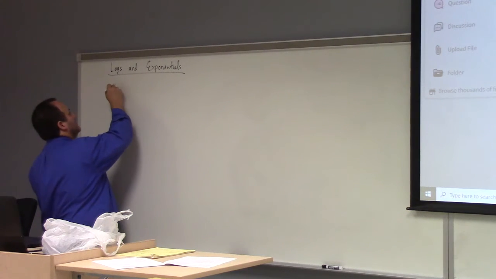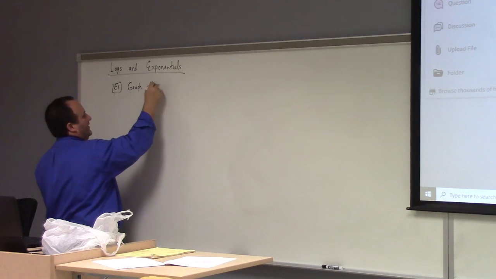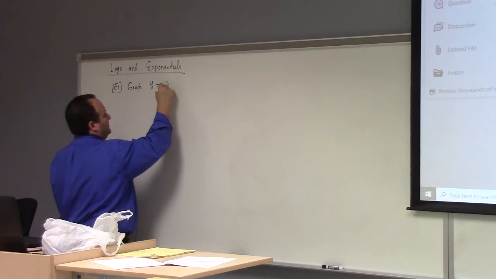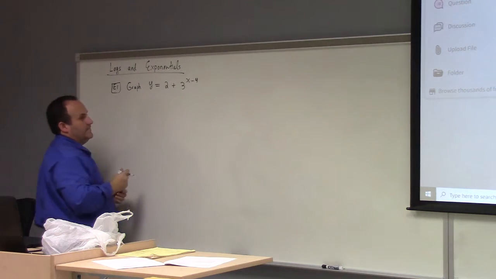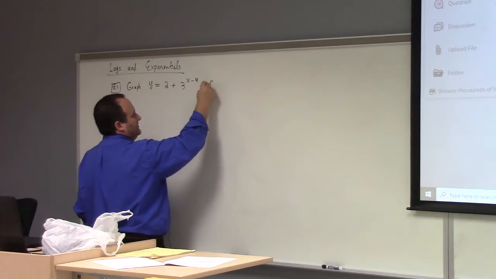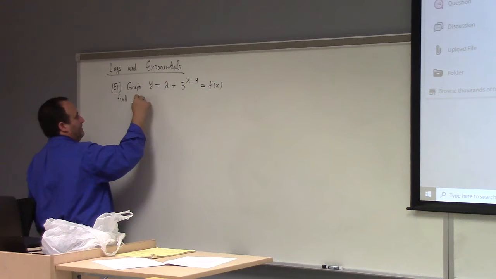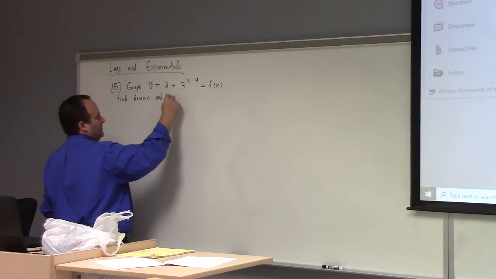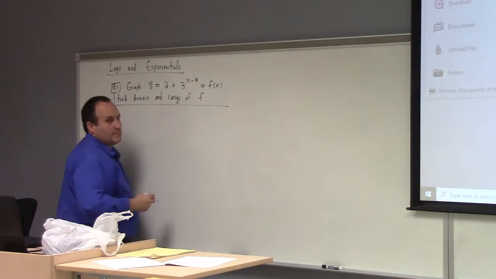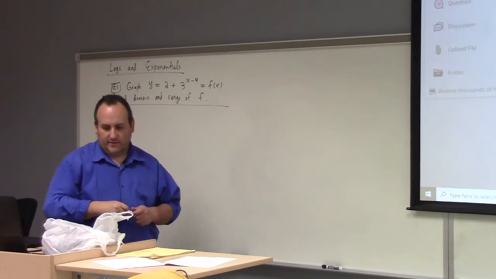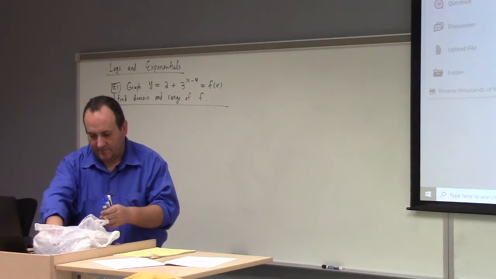Example 1: graph y equals, let's say, 2 plus 3 to the x minus 4. And let's call this thing f of x, all right? Find the domain and range of f. All right? So I'm going to use the idea, the transformation of graphs idea, to construct the graph.